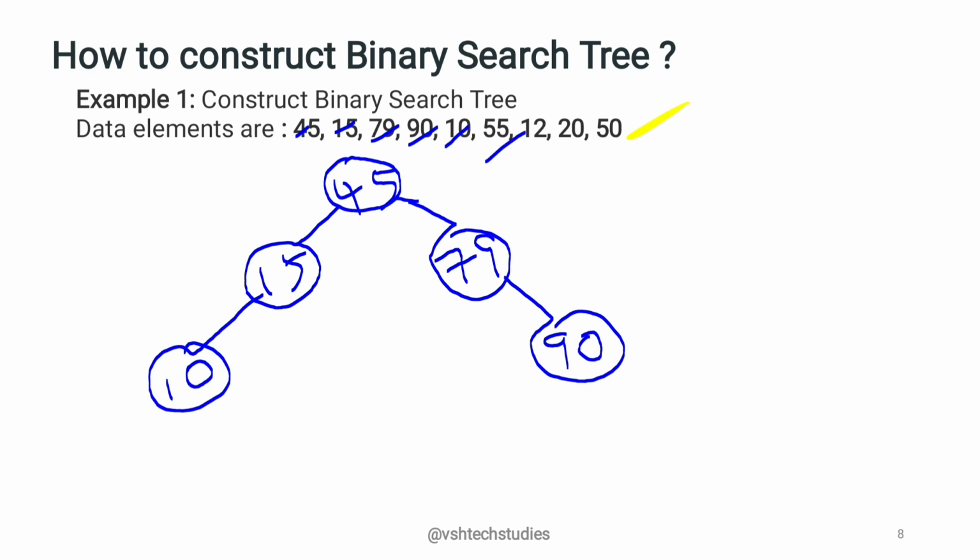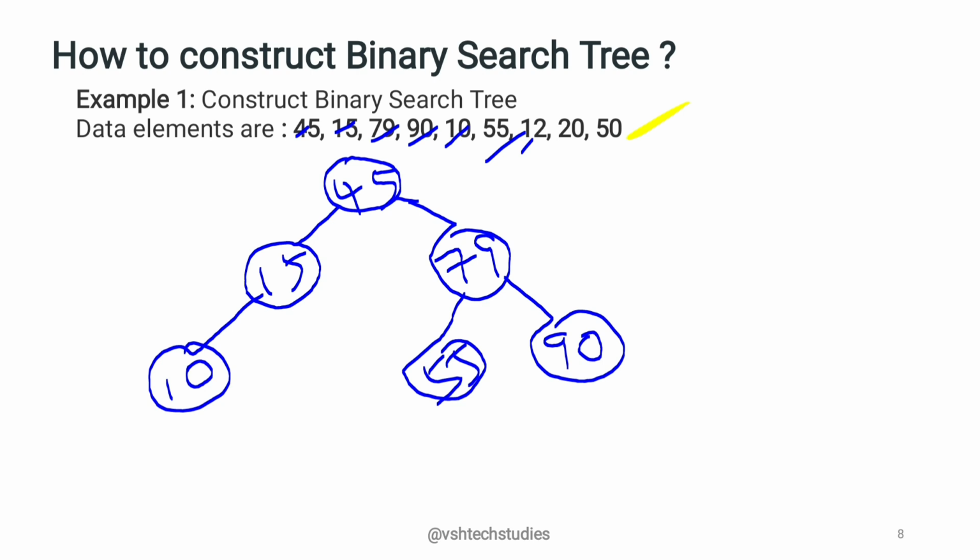Then 55. 55 is greater than 45, so it should come on the right side of 45. But on the right side we have 79, so 55 should come on the left side of 79. Hence 55 is in the right subtree of 45, but it is the left child of 79.